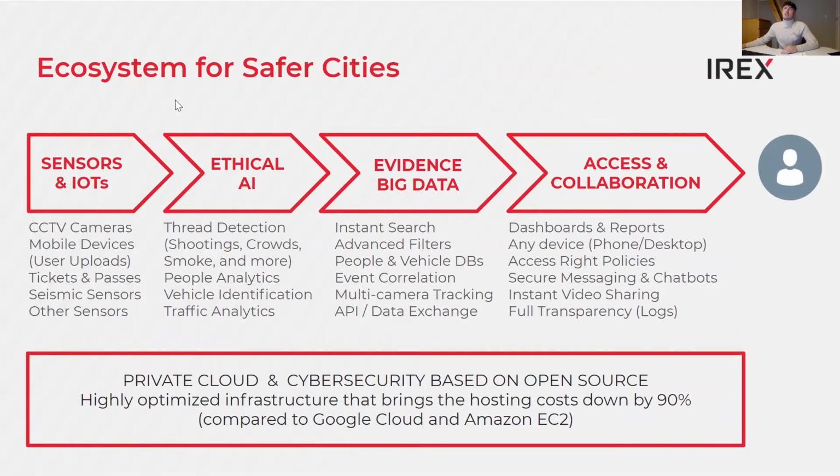So the ecosystem for safe cities: how does the technology work? How can you use artificial intelligence in surveillance cameras? First and foremost, cities around the world already have existing infrastructure, meaning that they already have surveillance cameras, they already have IoT devices. So how can they utilize those to enhance public safety and security?